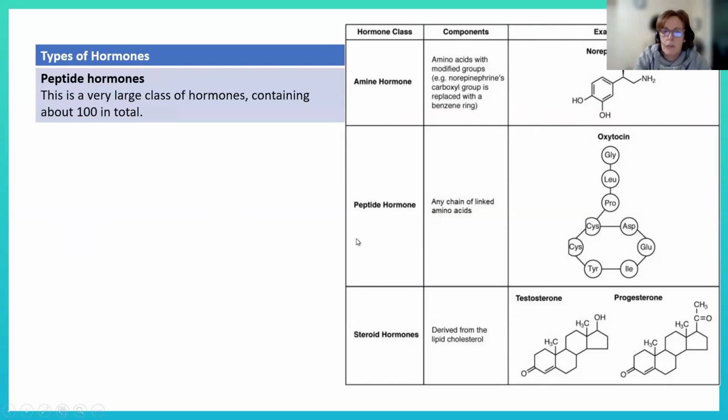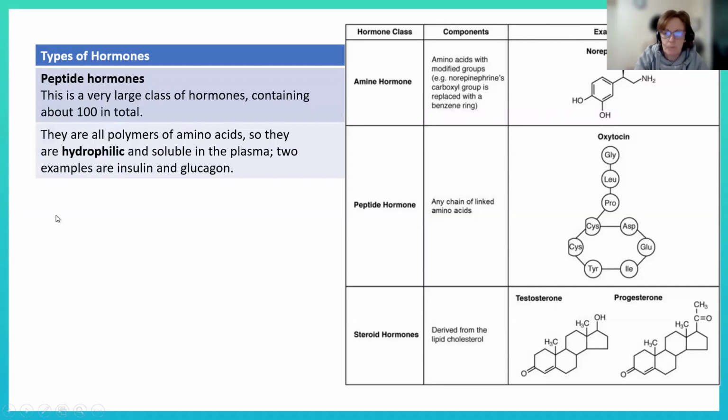Then we have peptide hormones. That's our second category. These are a really big class of hormones. There are about 100 of them in total, because peptides are really variable. A peptide is a chain of amino acids. So these are names of amino acids like leucine, proline, tyrosine there, which we were just talking about a minute ago. A chain of amino acids is what proteins are made out of, but before they fold up fully, we call these chains peptides. So essentially, these are like protein hormones. They're made out of proteins, pretty much.